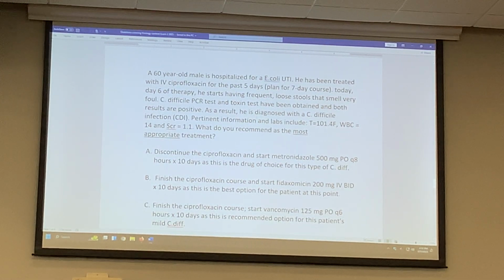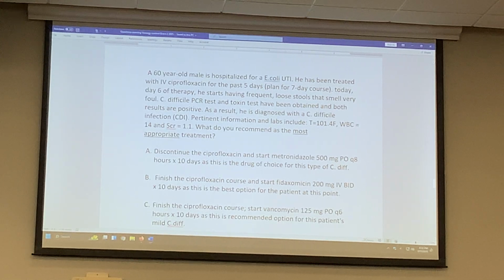So now we have a patient who has E. coli UTI. Has been treated with IV Cipro for the past 5 days, and they plan for a 7-day course. Today, on day 6 of the therapy, he starts having frequent loose stools that smell very foul. C. diff PCR and toxin tests have been obtained, and both are positive. As a result, he is diagnosed with C. diff infection. Pertinent information: he has a temperature, his white blood count is 14, his serum creatinine is 1.1. What do you recommend as the most appropriate treatment?